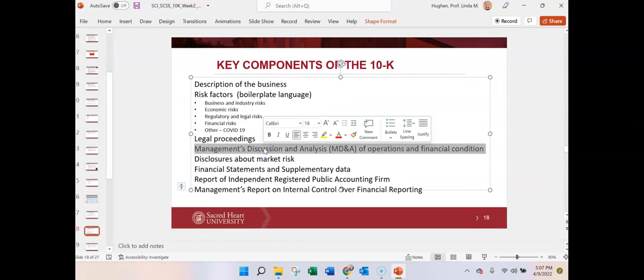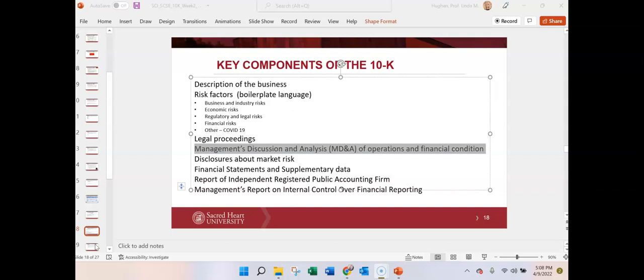Management's discussion and analysis. This is often referred to as the MD&A. Do not get this confused with MDMA. That is something entirely different and not related to the financial statements at all. But management's discussion and analysis of operations and financial condition. We're going to look at Johnson & Johnson's MD&A section and answer a few questions when we get to our next slide.